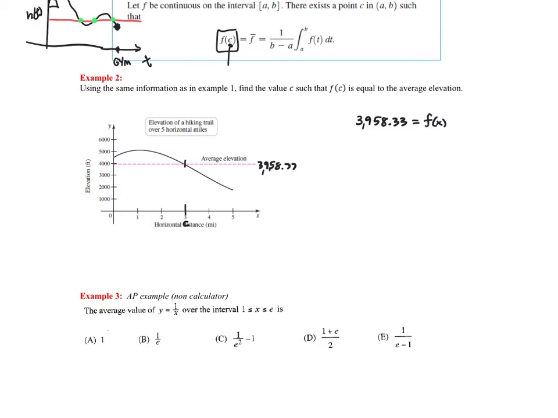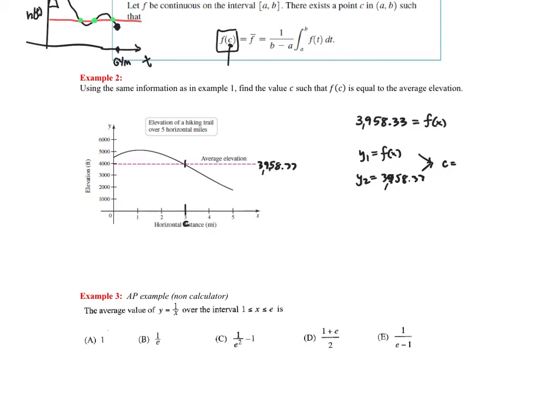Now, in some cases, you might not be able to use your calculator. In this case, clearly with this kind of number and the function itself, I would require you to use a calculator because that wouldn't be reasonable. But you can go to your calculator, go to your graph, and in y1, put f of x, and in y2, put your average value, 3958.33. And just find the point of intersection of these two, right? Find that point of intersection, and you've got your c value. That would be your c value for which that's true.